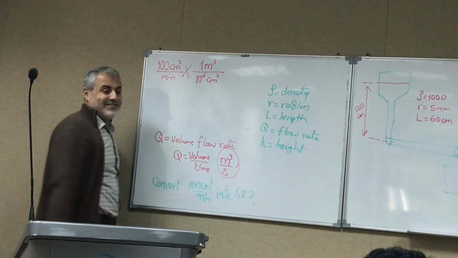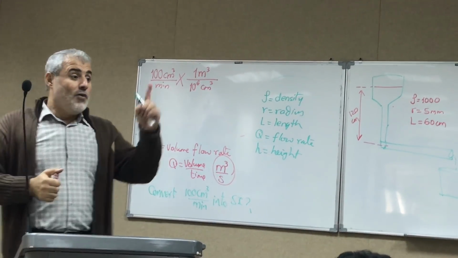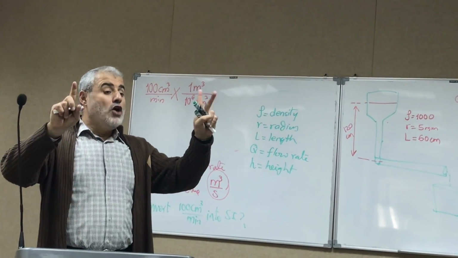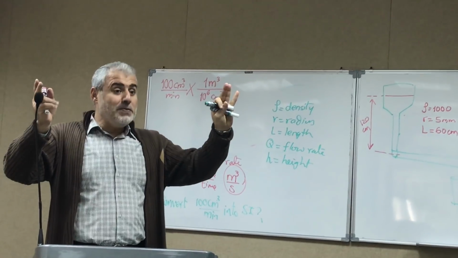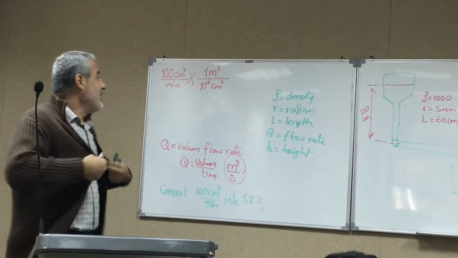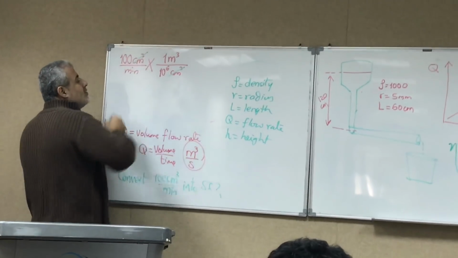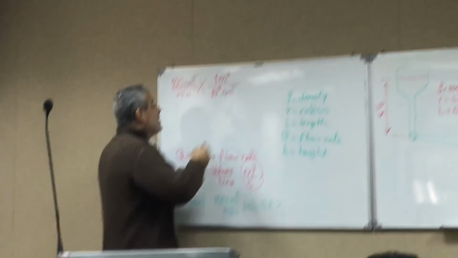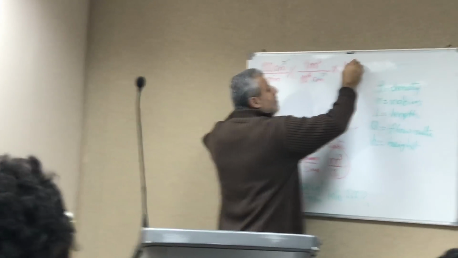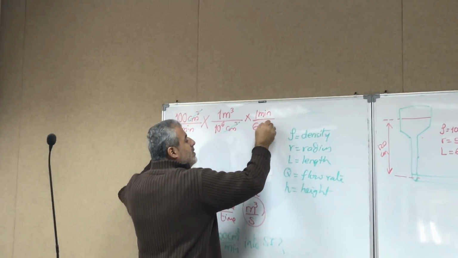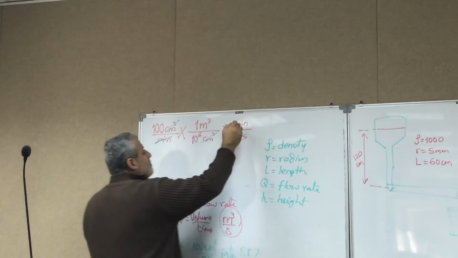Is that right? Yes, because it's centimeter cube. 1 meter is 100 centimeter, 1 meter square is 100 square, 1 meter cube is 100 cube. Now, you cross this with this. We've done that. Now, the second thing, we have a minute. So we say 1 minute over 60 seconds, and similarly, we cancel minute.